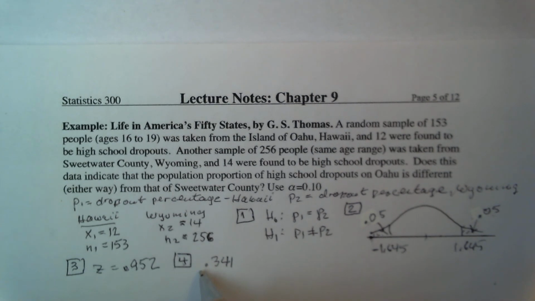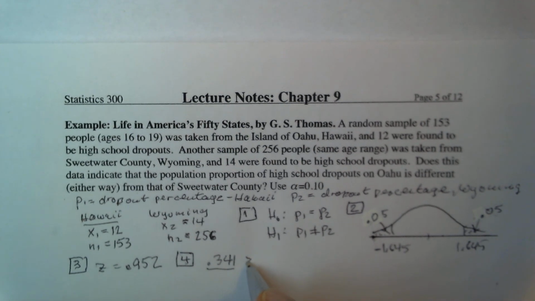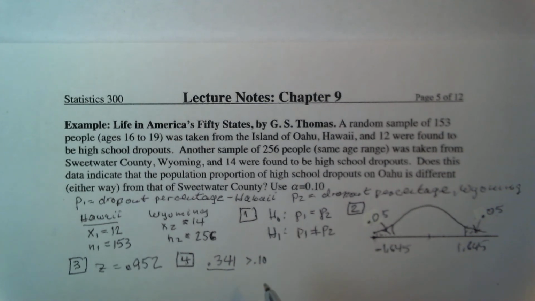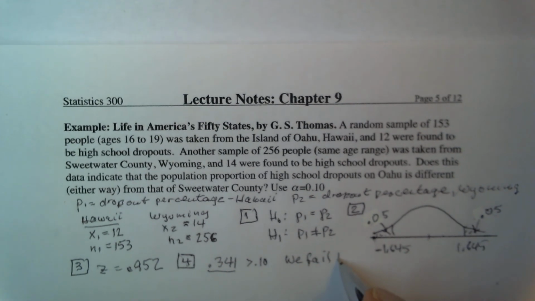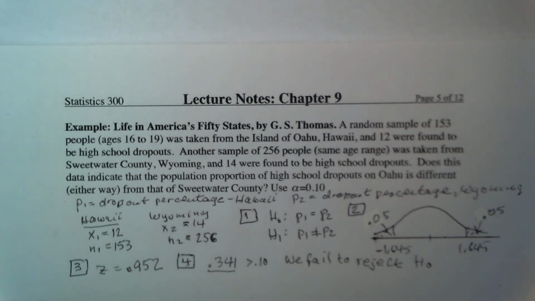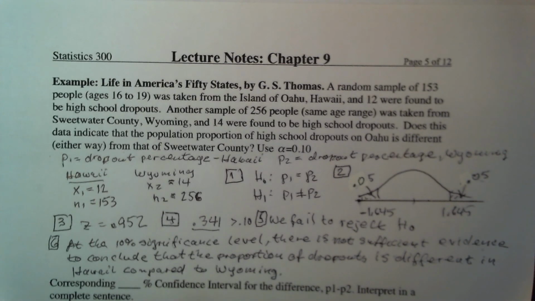And since this is our p-value, that is greater than our alpha value 0.10, we fail to reject the null hypothesis. We fail to reject the null hypothesis on both counts. So our conclusion is that at the 10% significance level, there's not sufficient evidence to conclude that the proportion of dropouts is different in Hawaii compared to Wyoming.